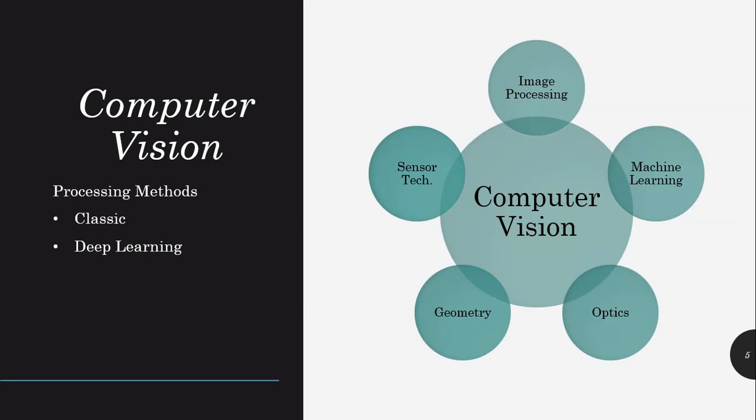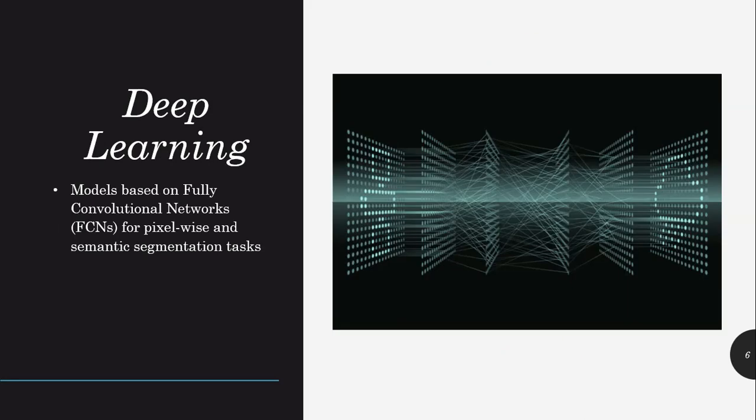The classic methods are mainly based on image processing. They use image processing for feature extraction in the image, and then they apply machine learning techniques for analyzing and processing the extracted features. But in recent years, deep learning based methods, which are a subset of machine learning techniques, have become more popular among experts. Deep learning methods are built on deep neural networks, and there are several deep neural network models, but in semantic segmentation we use fully convolutional neural networks.